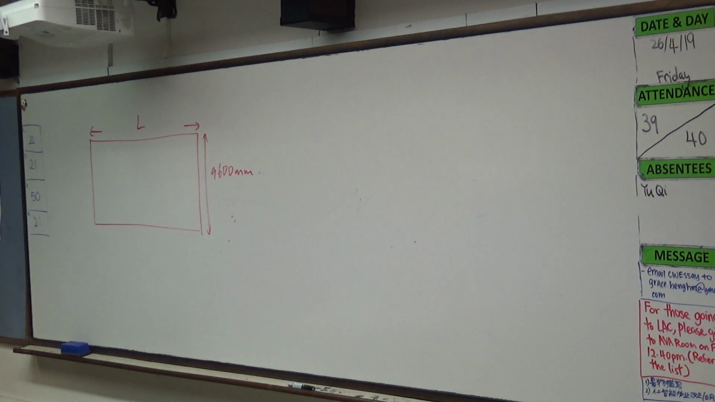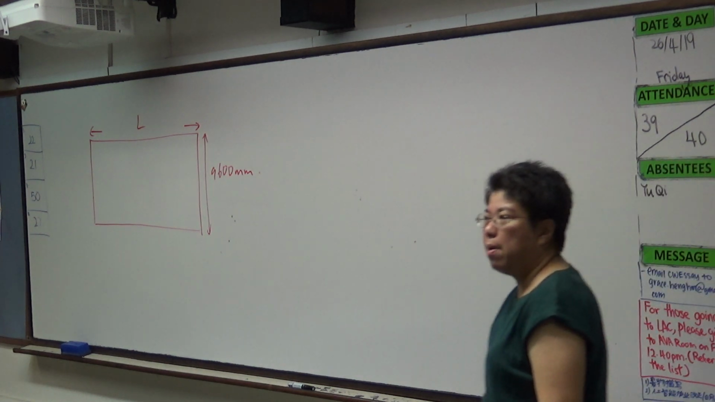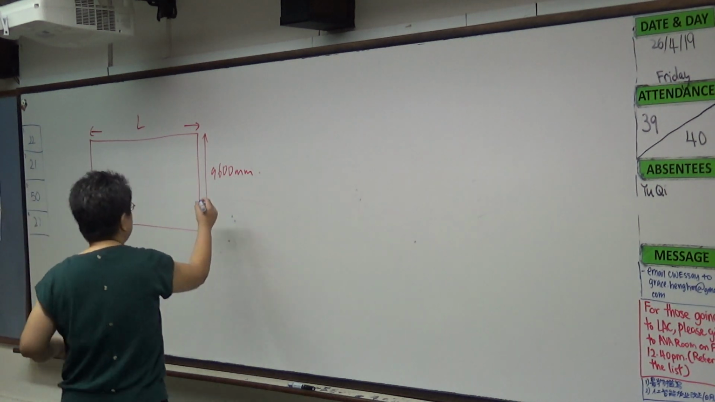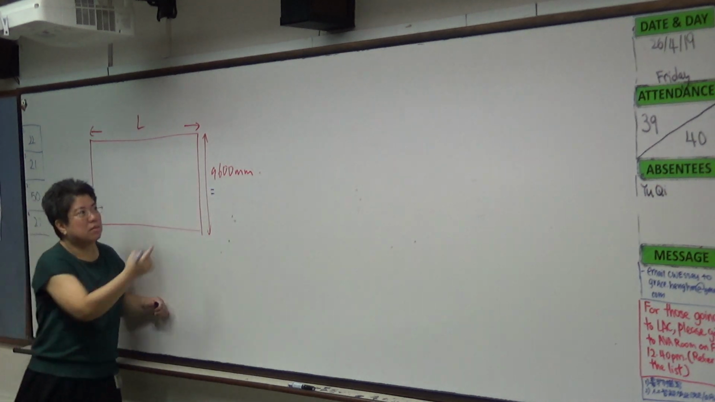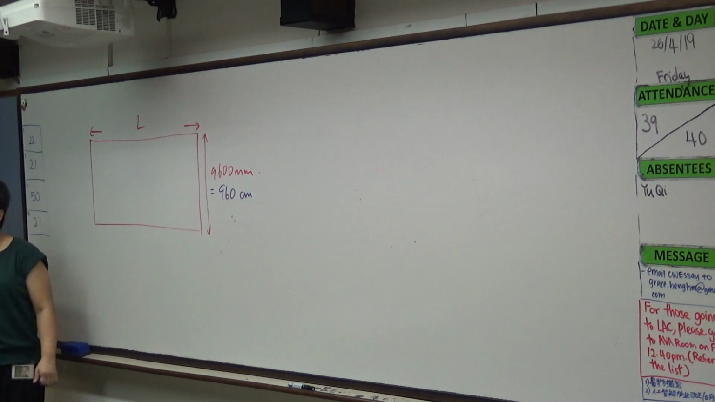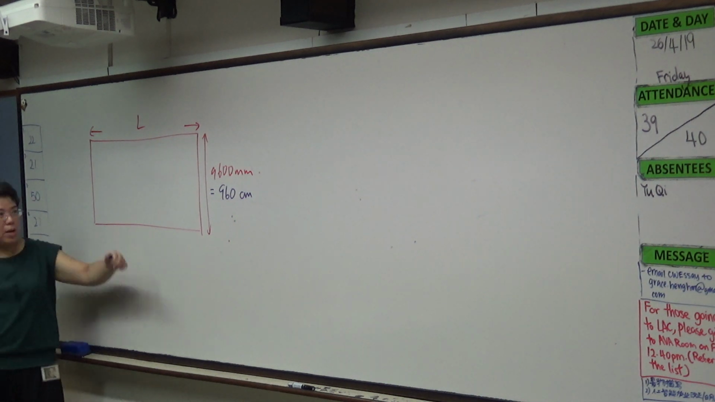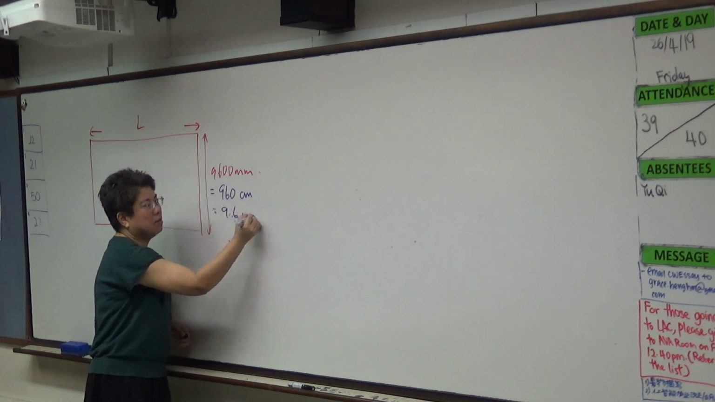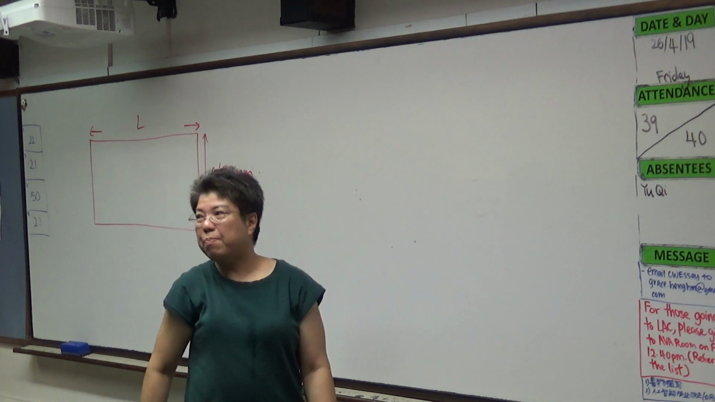Some people don't even know how to convert. May I know, 1 meter is how many cm? 100. 1 cm is how many mm? 10. Okay, now look here. This one means 960 cm, right? Now I divide by 10, right? Then how many meters? 9.6 meters, okay? 9.6 meters.